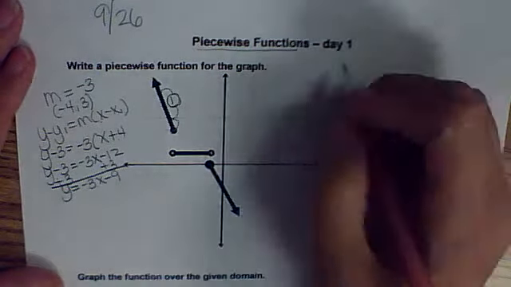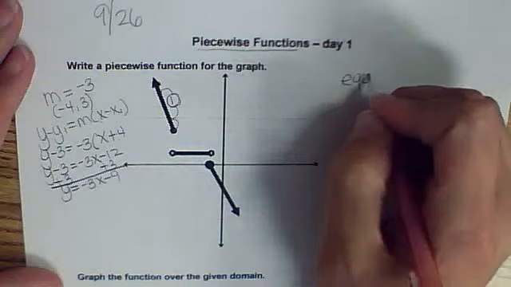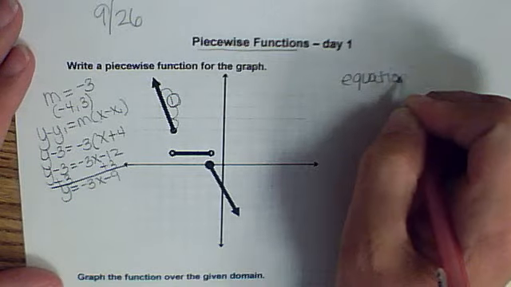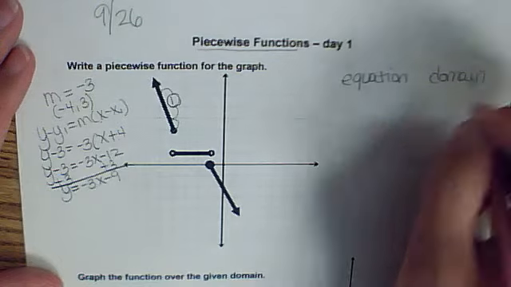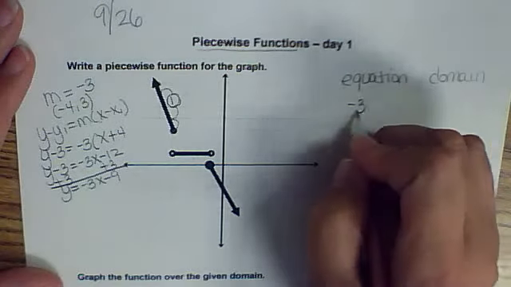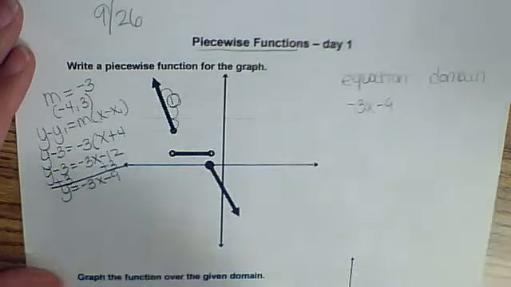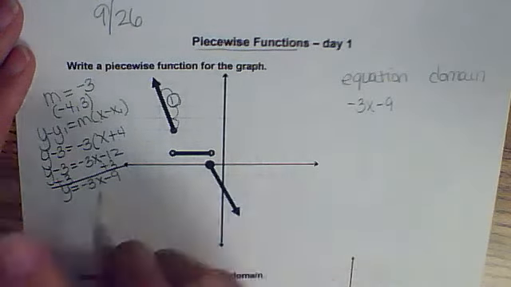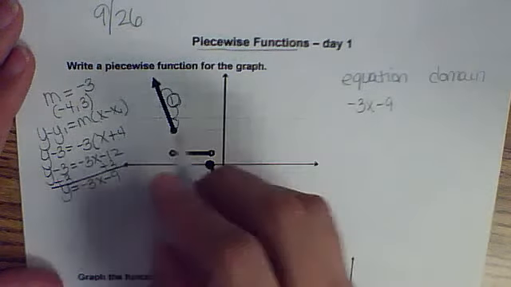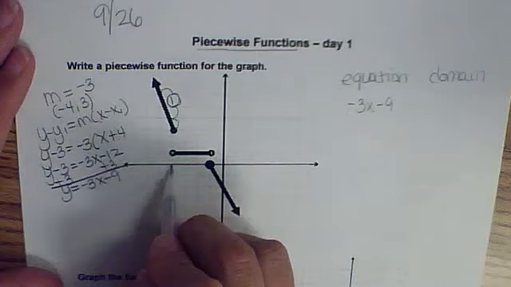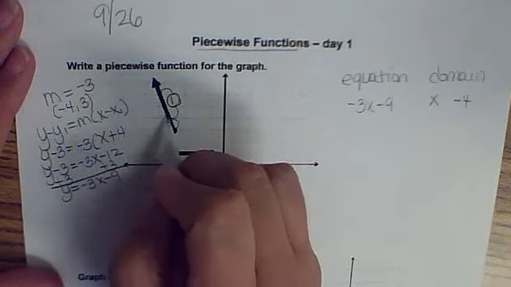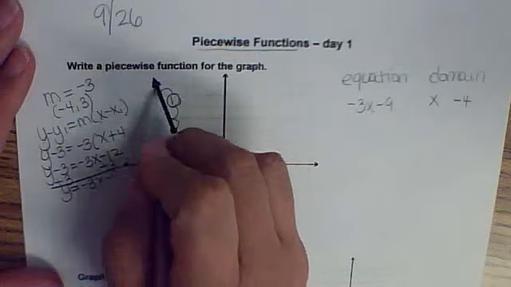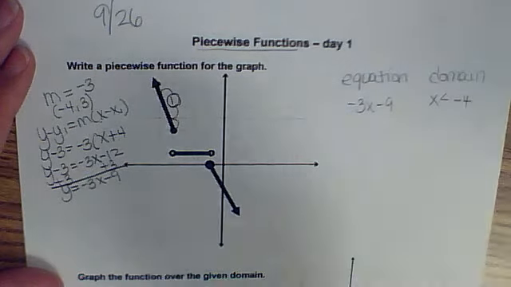The way we write our answer is we write it in two separate pieces. We write the equation, and we write the domain for it. So this first section is -3x minus 9. I don't write the y equals, and I'll show you why in a second. The domain for that section, it starts when x is -4. And it goes to the left, which means all those x's are getting smaller.